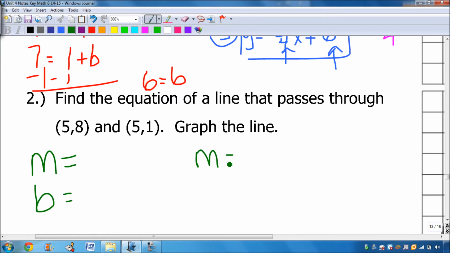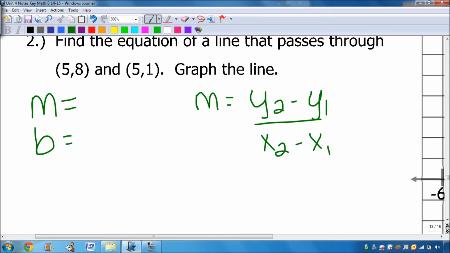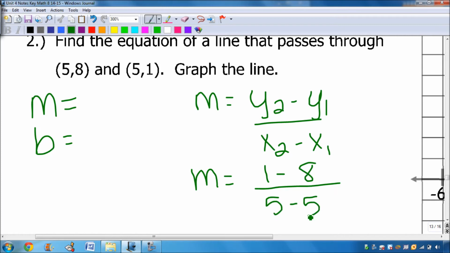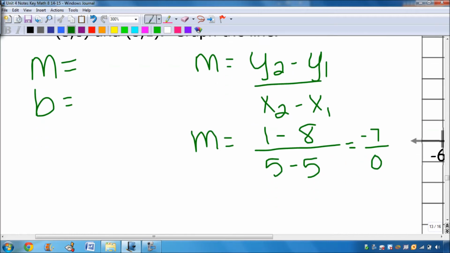Well, the formula for slope is y2 minus y1 over x2 minus x1, okay? Now, in order to figure this out, I'm just going to plug in my information. So I would end up getting 1 minus 8 over 5 minus 5. Well, 1 minus 8 is negative 7. 5 minus 5 is 0. Now, we talked about what happens if you divide by 0. It's impossible. You cannot divide negative 7 into 0 pieces. So that means that we have an undefined slope.